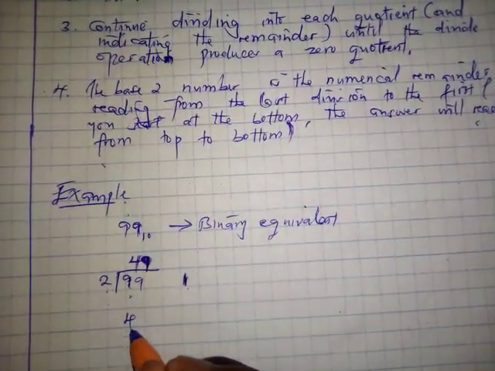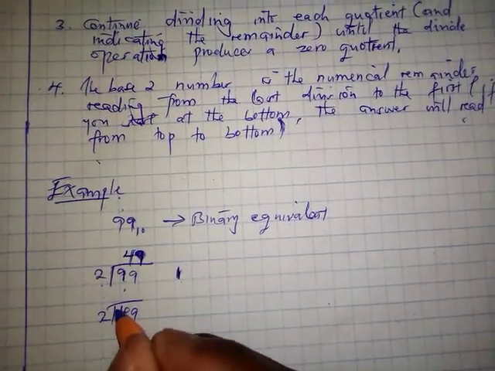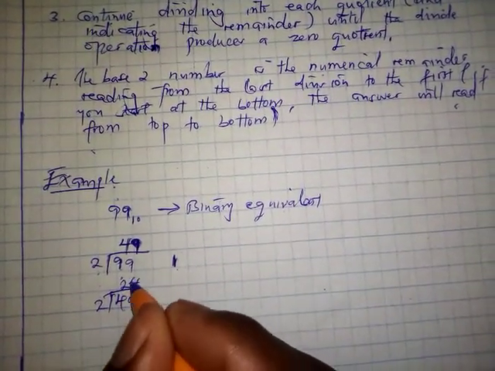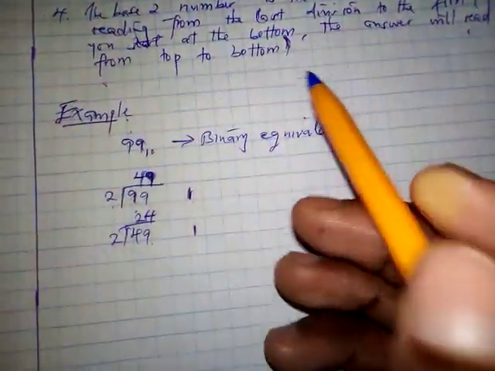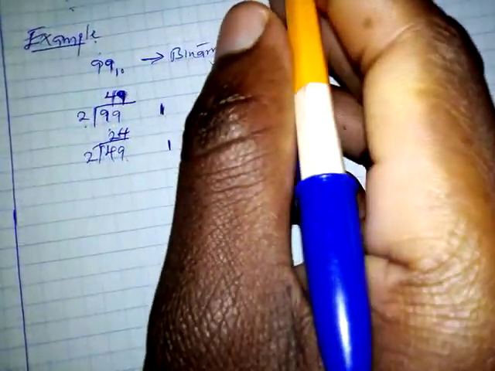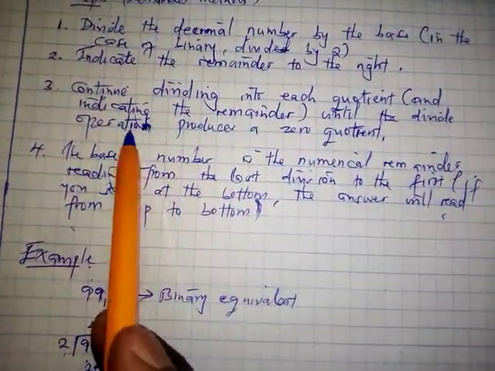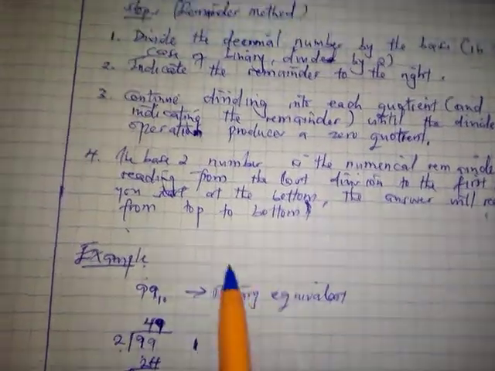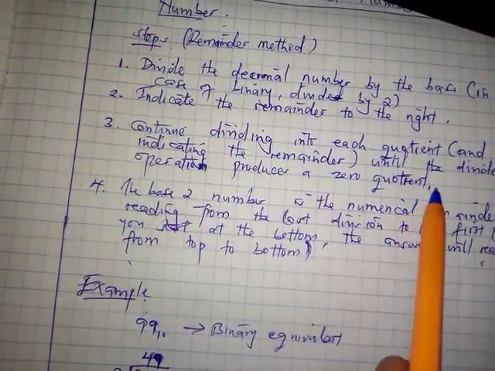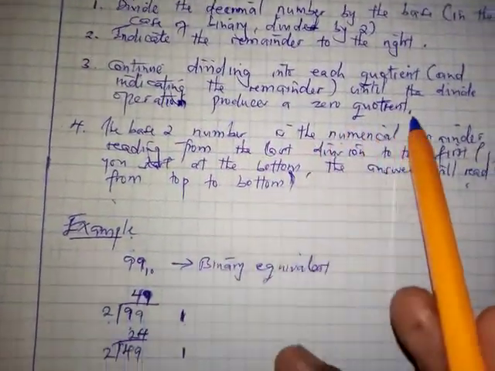Another one, 49 divided by 2 is 24. 24 times 2 is 48. We remain with 1. Have also indicated. I continue indicating the remainder until the divide operation produces a 0 quotient.